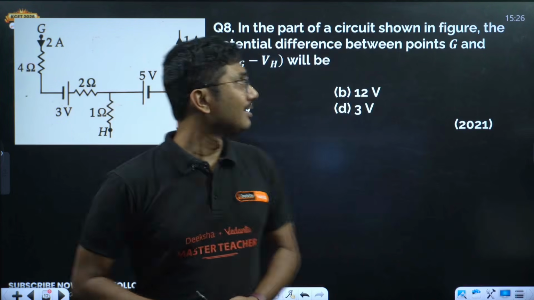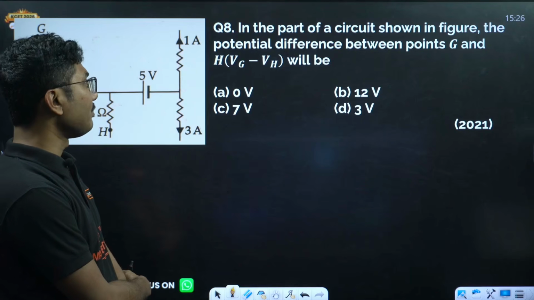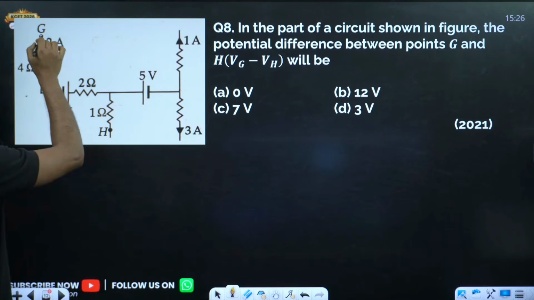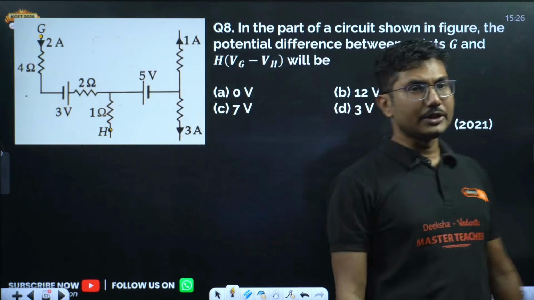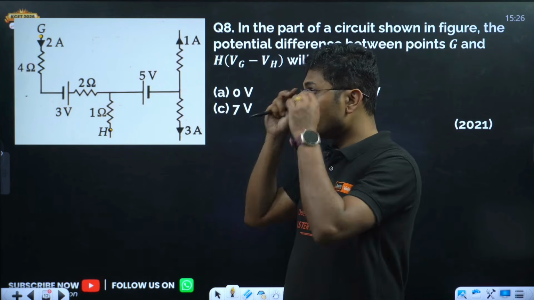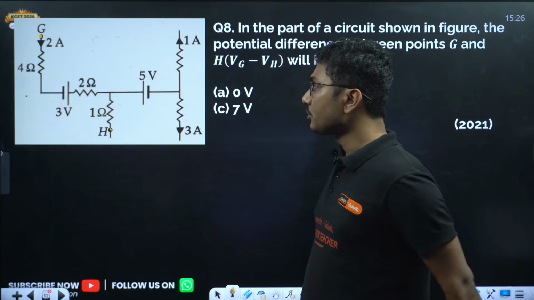In the part of the circuit shown in the figure, find the potential difference between point G and point H. So we have to find the potential difference between these 2 points. How to solve such a question? This is a part circuit. Obviously a complete circuit is not shown.